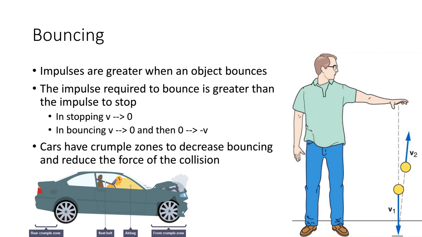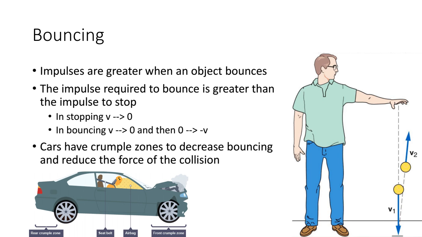The impulse an object experiences is greater when that object bounces. The impulse required to bounce is greater than the impulse to stop. That's because in stopping, the velocity goes to 0, and in bouncing, the velocity goes to 0 and then to a negative value, meaning it's a larger change in velocity.